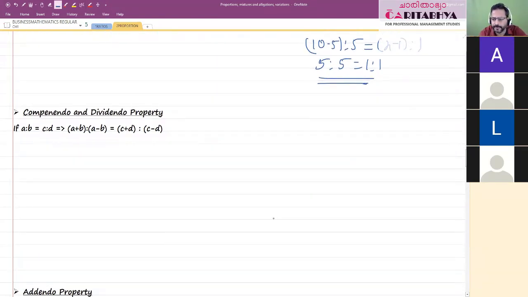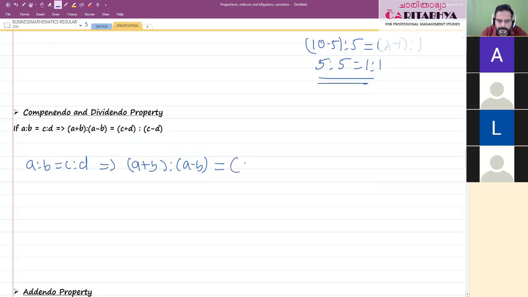Componendo and dividendo property. If A is to B is equal to C is to D, that implies componendo and dividendo: A plus B is to A minus B. So first ratio, the two terms added, is to the numerical difference, is equal to C plus D is to C minus D.